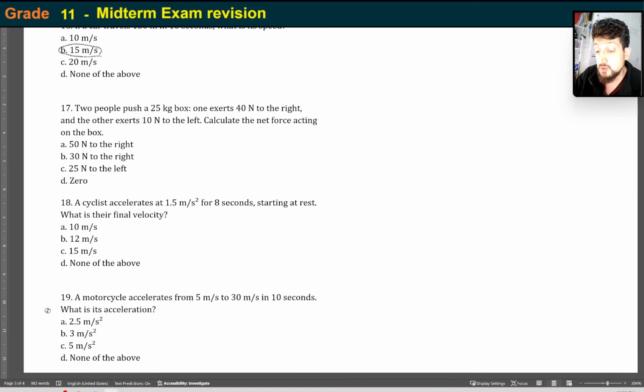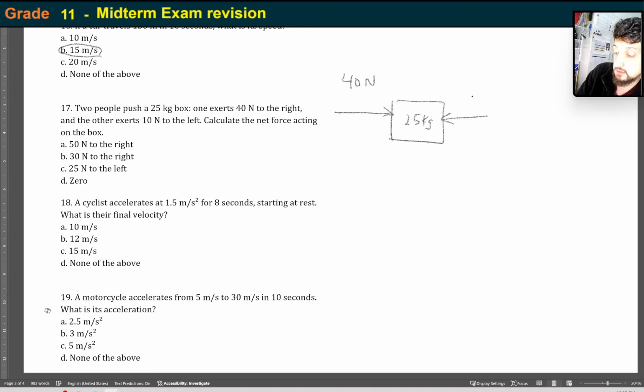Two people push a 25 kilogram box. One exerts 40 newtons to the right, the other person exerts 10 newtons to the left. Calculate the net force. So here we have a box, 25 kilogram box. It doesn't matter what it is, since they're not asking for acceleration or anything. So there's 40 newtons being pushed in this direction, and there is 10 newtons in this direction. So what is the overall force? It's going to be 30 newtons to the right.